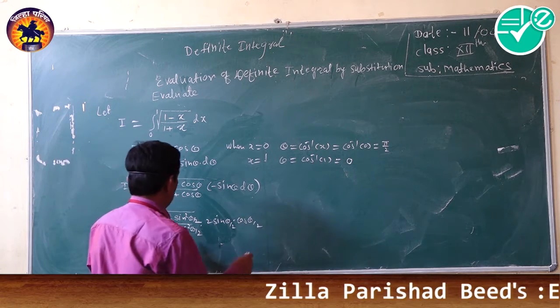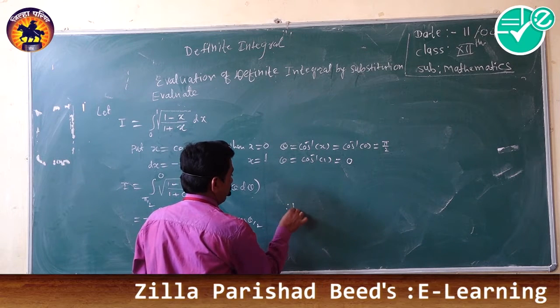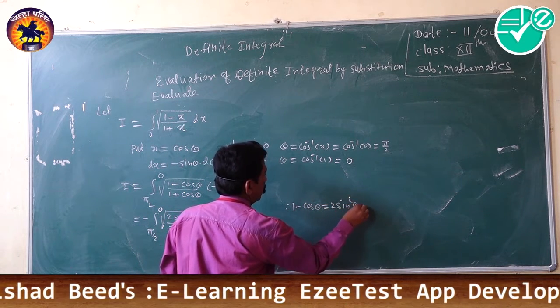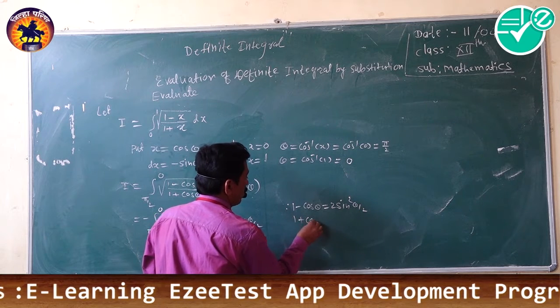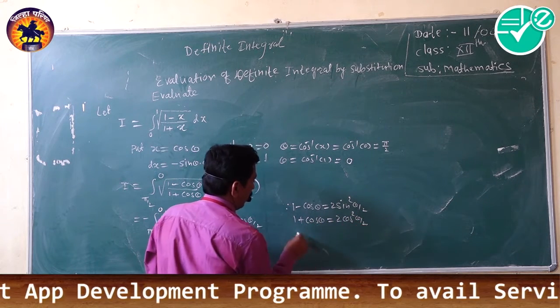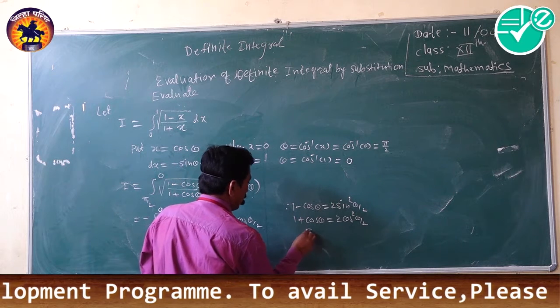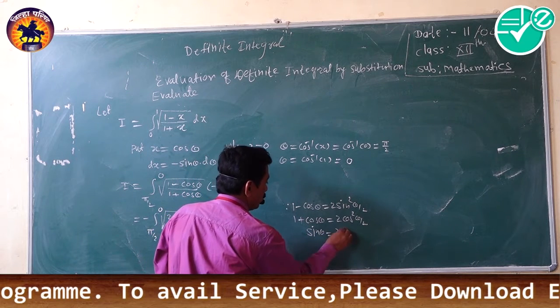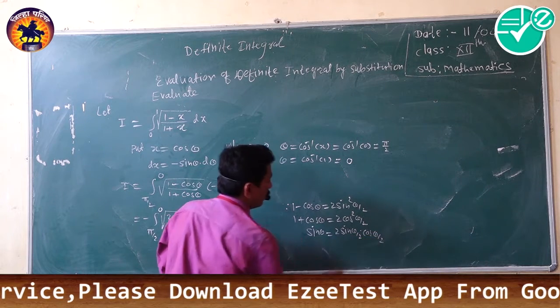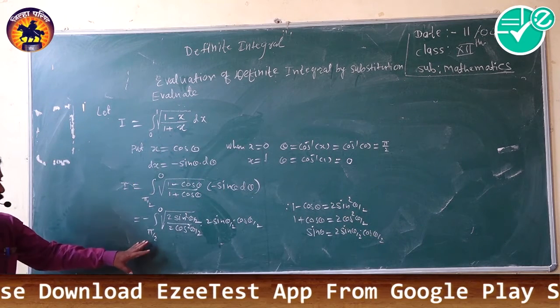Here we have used that 1 minus cos theta is equal to 2 sin square theta by 2, 1 plus cos theta is equal to 2 cos square theta by 2, and sin theta is equal to 2 sin theta by 2 into cos theta by 2. We have these three formulas here.